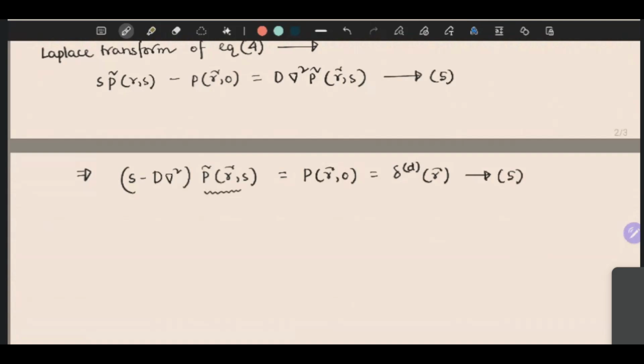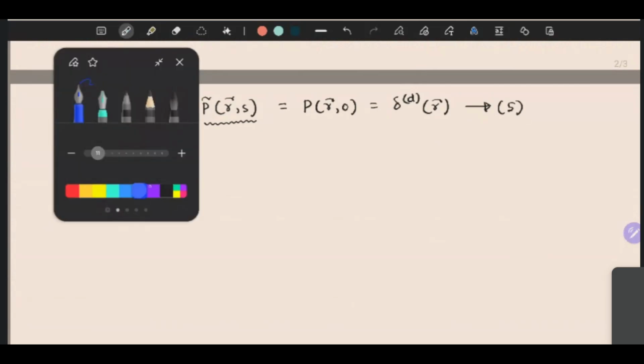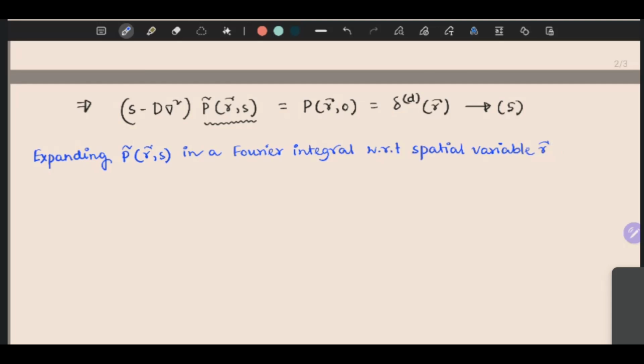Now expand this term in the Fourier space. Expanding PRS in a Fourier integral with respect to the spatial variable r.